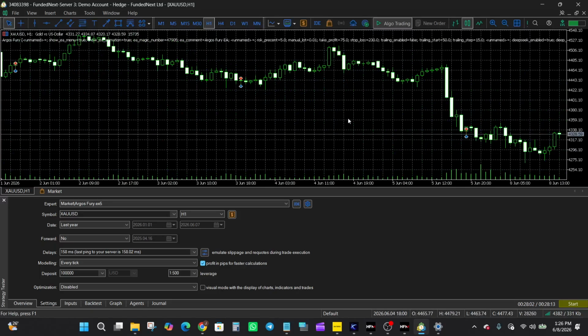Now, the developer's explanation suggests that the system attempts to adapt to changing market conditions rather than applying a single fixed approach throughout every phase. And as always, historical backtest results should be viewed as historical analysis rather than an indication of future performance. Results can vary significantly depending on risk settings, lot size, broker execution, spread conditions, slippage, market volatility, and user optimization choices.